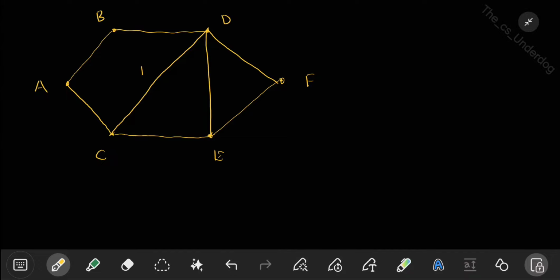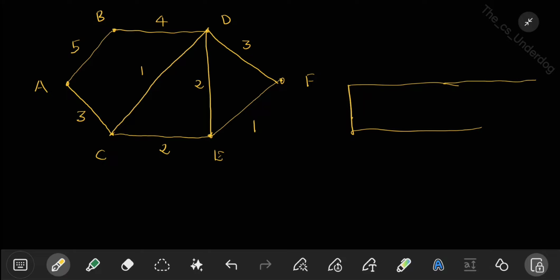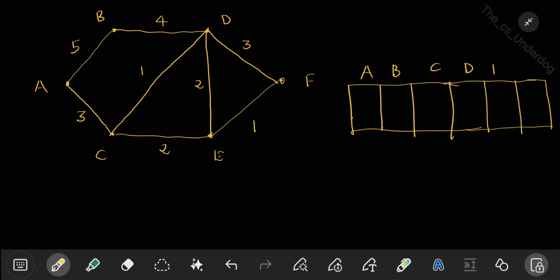This one is having edge weight 1, 2, 2, 1, 3, 4, 5 and this one is having 3. This is the graph. Let us see how to apply Boruvka's algorithm. First of all, you should have an array called cheapest. What is this array? This is where you will store the value of the cheapest edge that is going out of each component. So you will have for A, B, C, D, E and F. For each of the vertices, you will have one entry in this array.